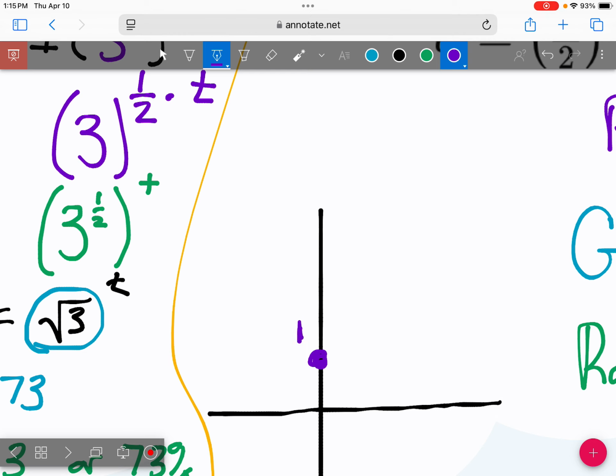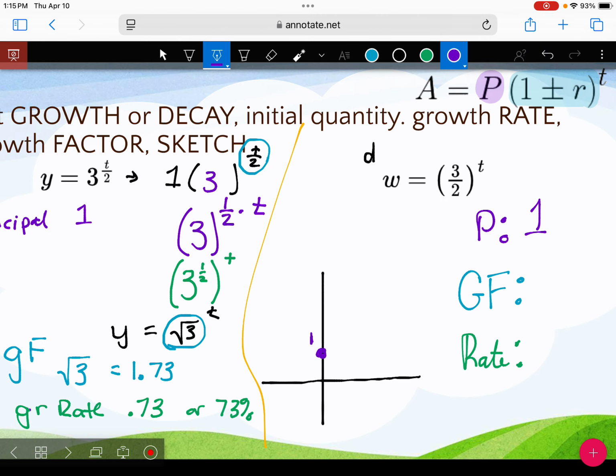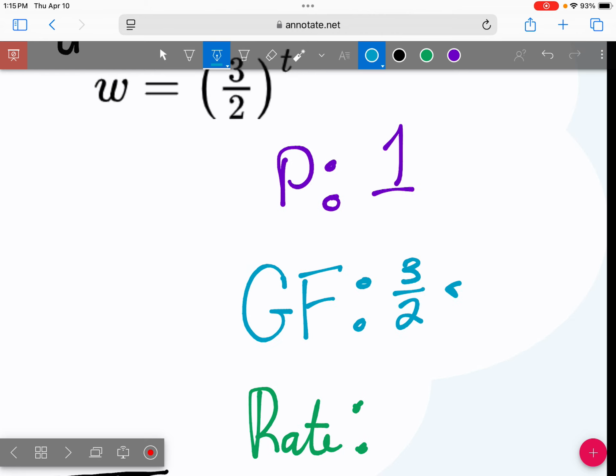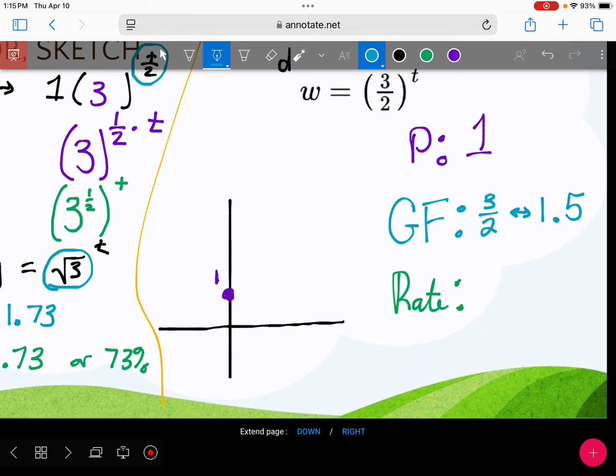What is our growth factor? Three over 2. We could also write that as a decimal. What is 3 over 2 as a decimal? 1.5. So what is our rate? 0.5. Or as a percent? 50%. And was this one growing or is it decaying? Growing. It is going up.